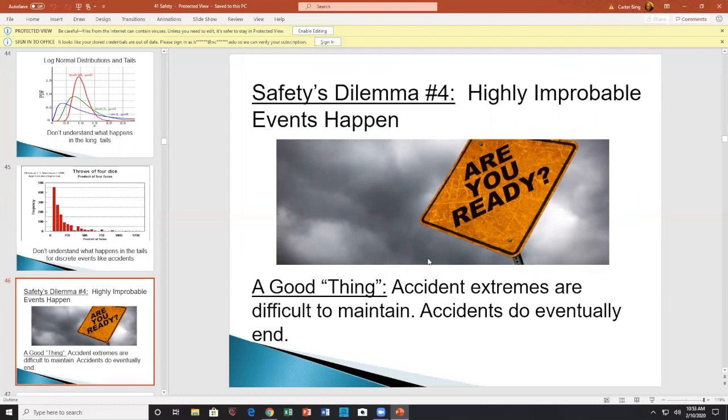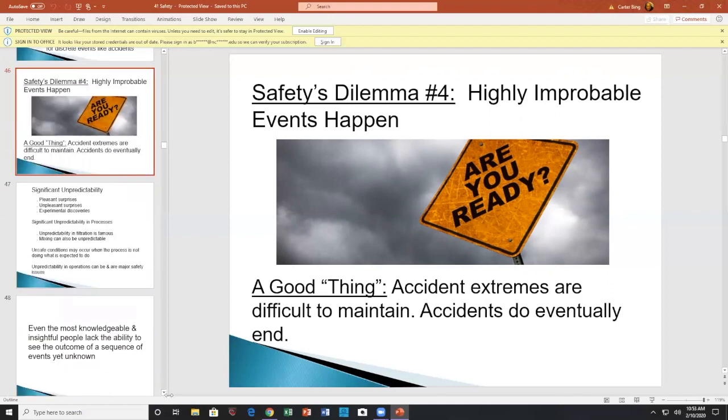Are you ready? Are you ready? There's a good thing here, though. Accidents in the extremes, right? Accident extremes are difficult to maintain. And accidents eventually do end. It's just that you're not quite sure where they're going to end. So you're left with this question, are you ready, right? Well, that's a very interesting question.